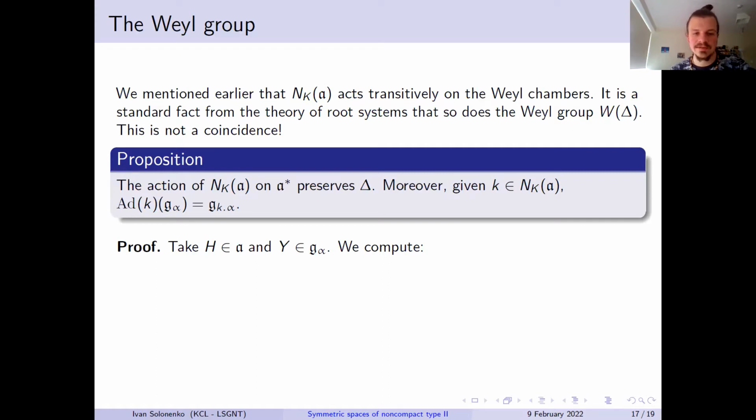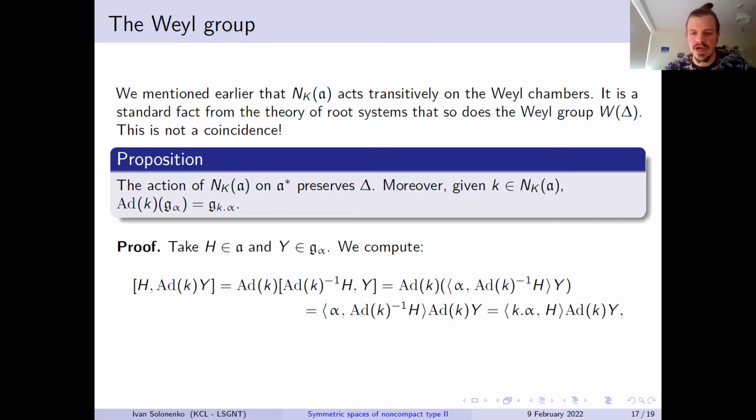In order to show that K alpha is a root, I need to find a vector Y such that the action of any H from my abelian subspace A, the Lie bracket of this H with this vector Y, is just the multiplication of Y by some number, and this number is precisely the value of K alpha on H. I wasn't able to do it step by step because there was some problem with Beamer, so I'll just comment on each part of this computation.